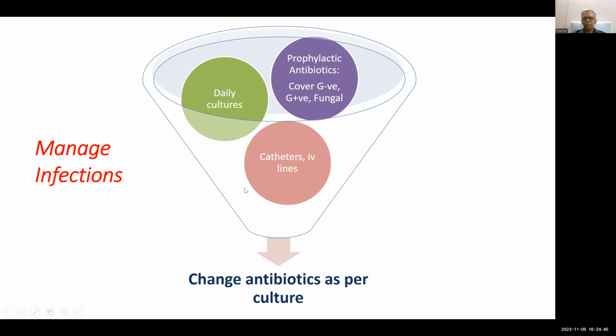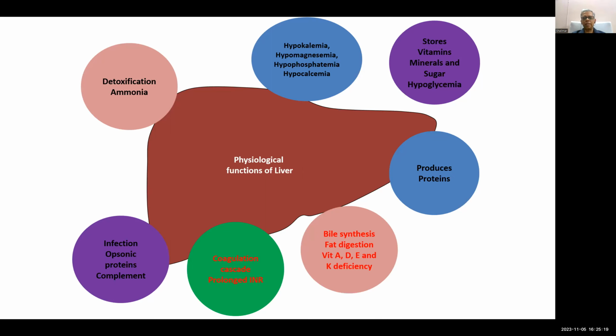And these patients also have catheters and IV lines. And most important to remember is, if your culture shows you any new bug, change antibiotics on that day itself. Don't wait, because an infection which is untreated, which is resistant to the antibiotics you're giving, is going to cause a severe complication in your patient. And once that patient becomes more sick, it is very difficult to get them out of this infection. Okay, now coming to the next important thing, the coagulation cascade.